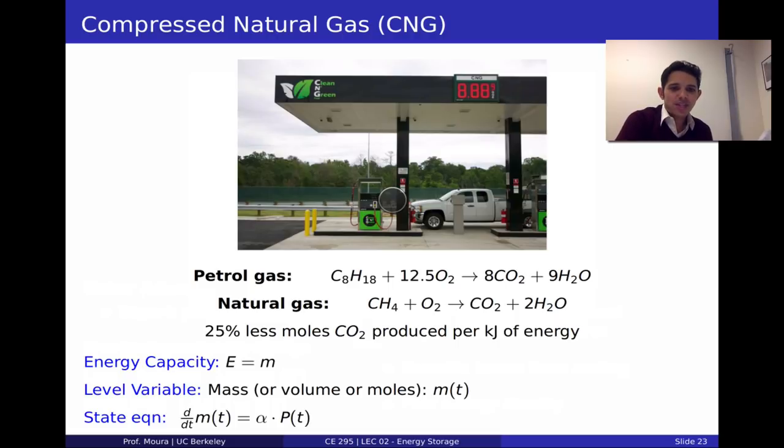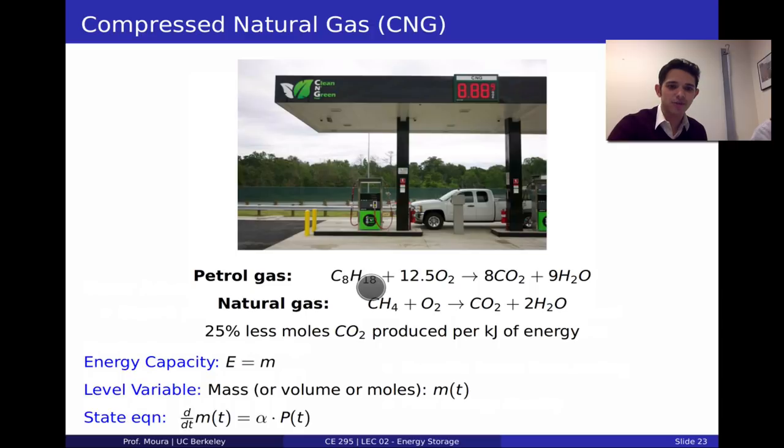So energy is being stored chemically in the chemical bonds for petrol gas. In fact, what I'm showing here is isooctane, to be specific, and then natural gas. In fact, what I'm showing here, to be very precise, is methane. And the way that we can get energy out of the chemical bonds that are in these hydrocarbons is by inducing a reaction. And this reaction is typically combustion.